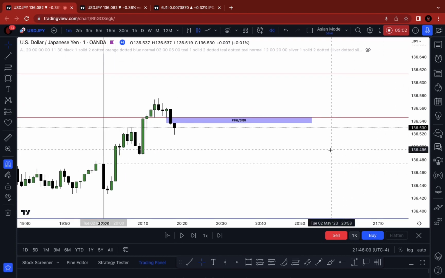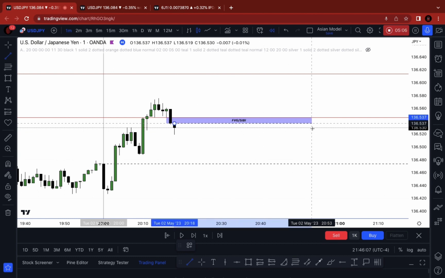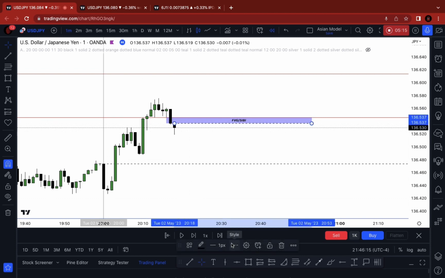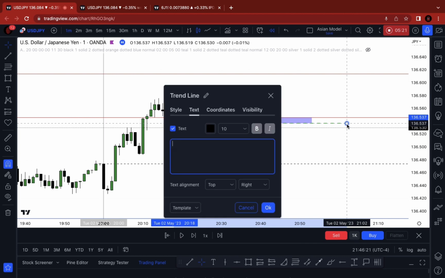Now, my parameters for the setup is I'm going short on the discounted side, the bottom side, not the premium side of the fair value gap. As soon as price touches the discounted side, going short there. So this would be the entry point. And we'll mark this off in green so we can see it. This would be the entry.